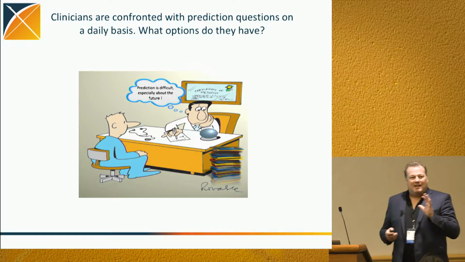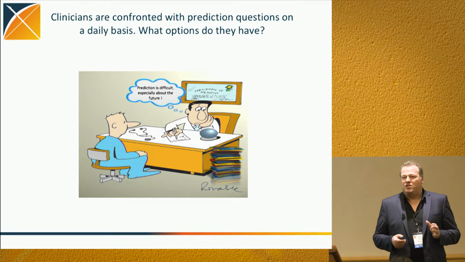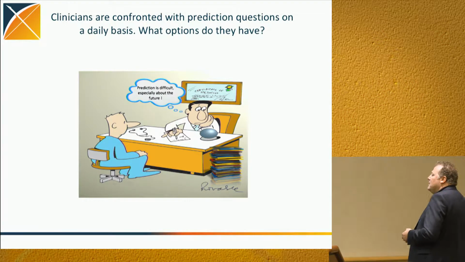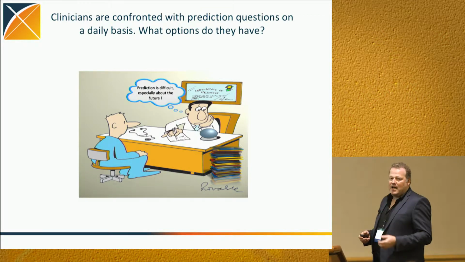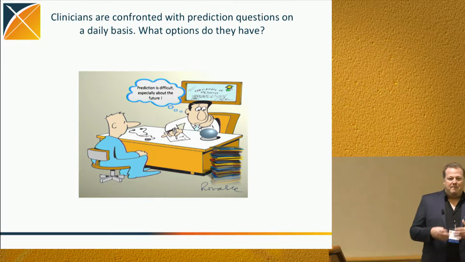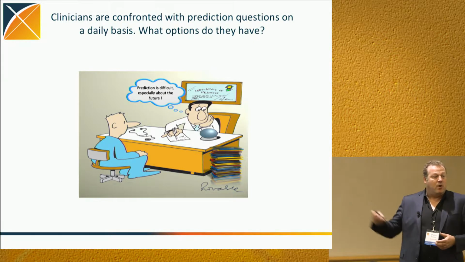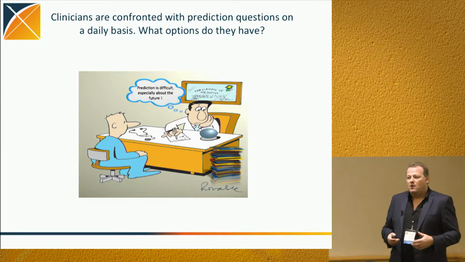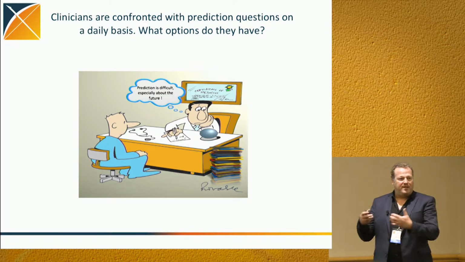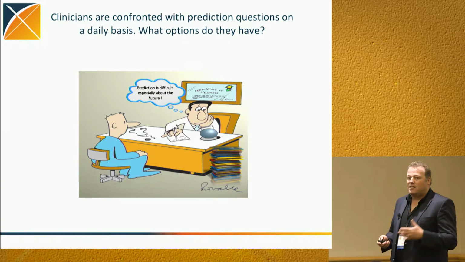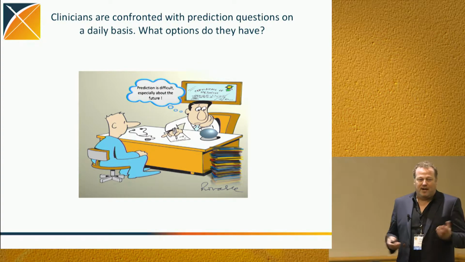So clinicians are confronted with prediction questions almost on a daily basis. You have a patient in front of you, and he has read something in the news that if you have a major depression, you may have a higher chance of experiencing a stroke in the future. And they want to know, what is my personal risk of getting a stroke in the future? So the doctor has a couple of options for that patient.